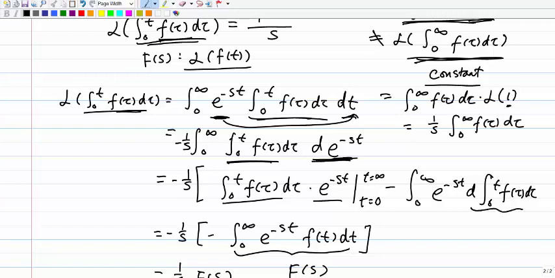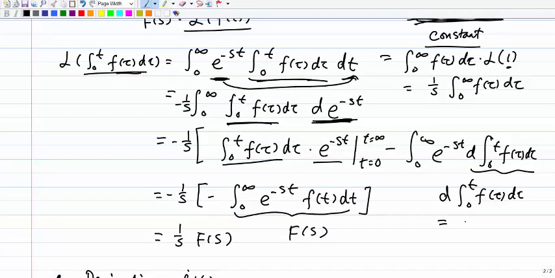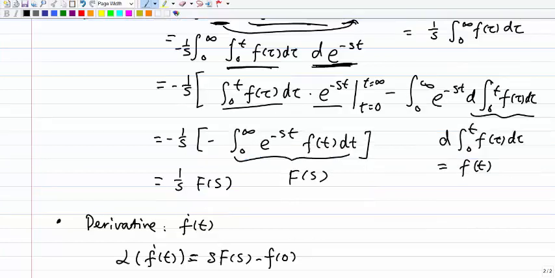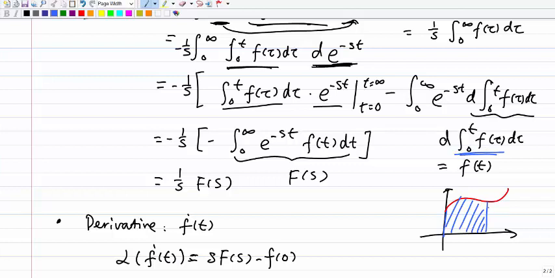Okay, look at this guy. So d of the integration from 0 to t of f(tau) d tau, this guy is just equal to f(t) dt. The reason is, if I draw a picture of f(t), this is my f(t), for example. The integration of f(tau) is the area of this. This is the value of the integration of this part, right? So this is my tau.